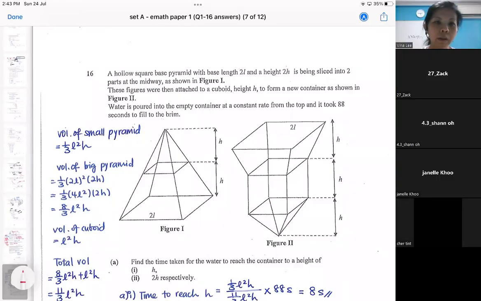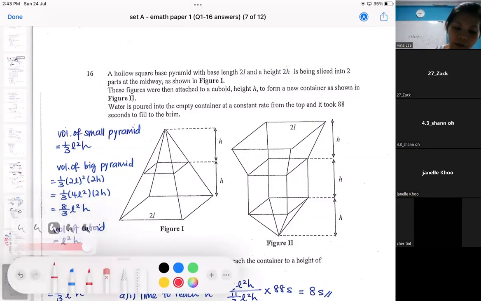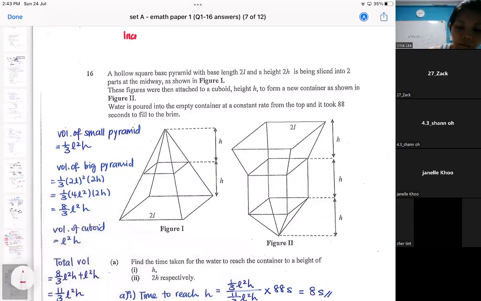So this question is the one where you will need to know this idea. So I write the idea first. If it's an increasing rate, the curvature will be like this. If it's a constant rate, it will be a straight line.